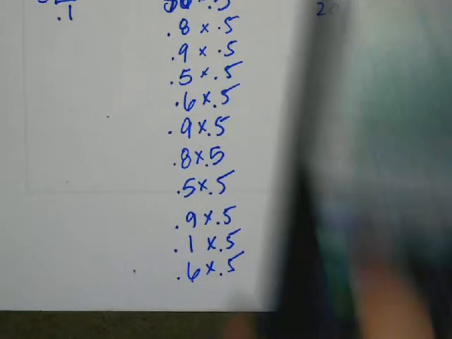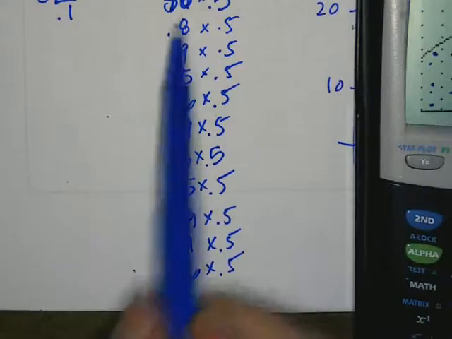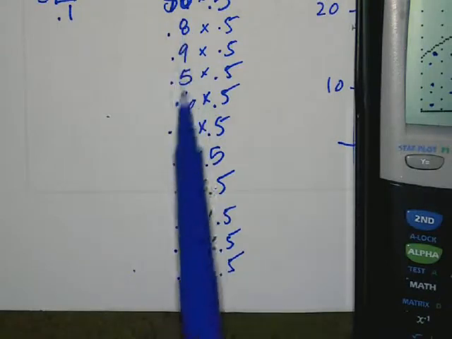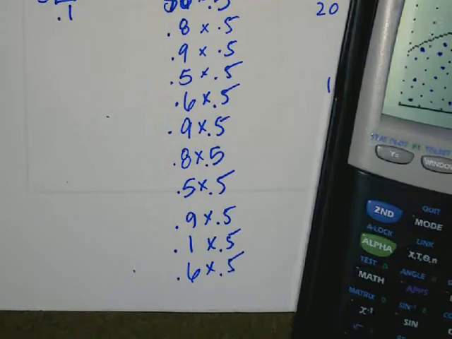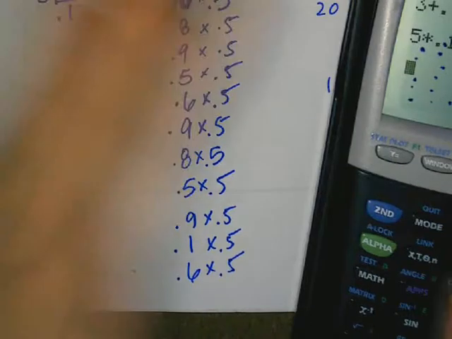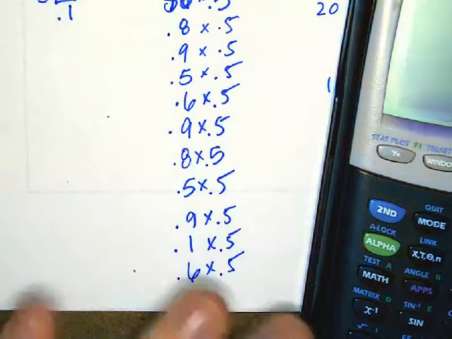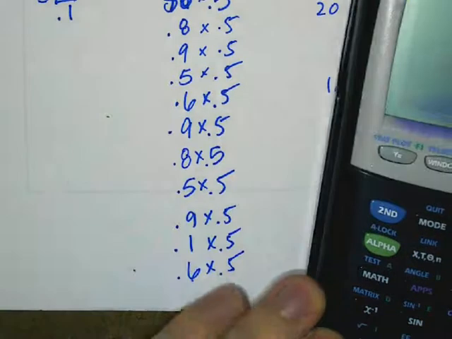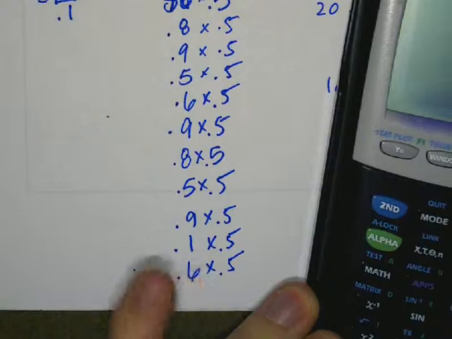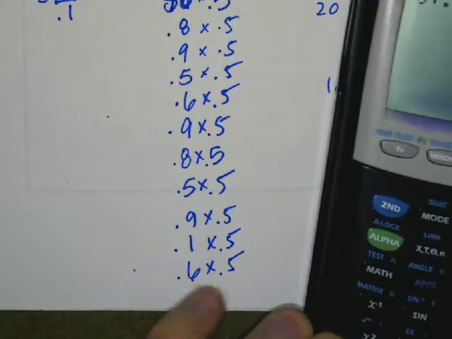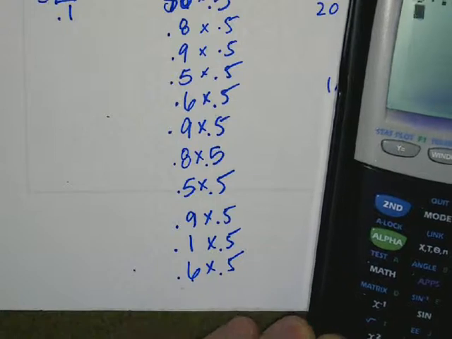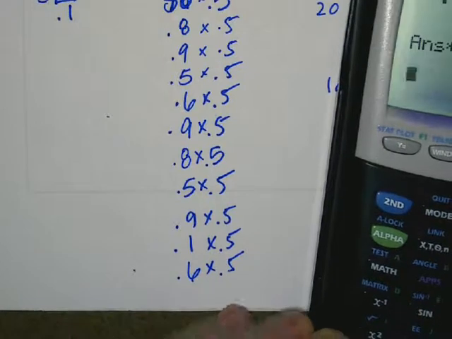Now, what you could do is you could just add 40 plus 0.8 plus 0.9 plus add up all those and then just multiply it once by 0.5. That would be perfectly fine, and that's what I'm going to do here. So 40 plus 0.8 plus 0.9 plus 0.5 plus 0.6 plus 0.9 plus 0.8 plus 0.5 plus 0.9 plus 0.1 plus 0.6. Multiply that by 0.5 and you end up getting 23.3.